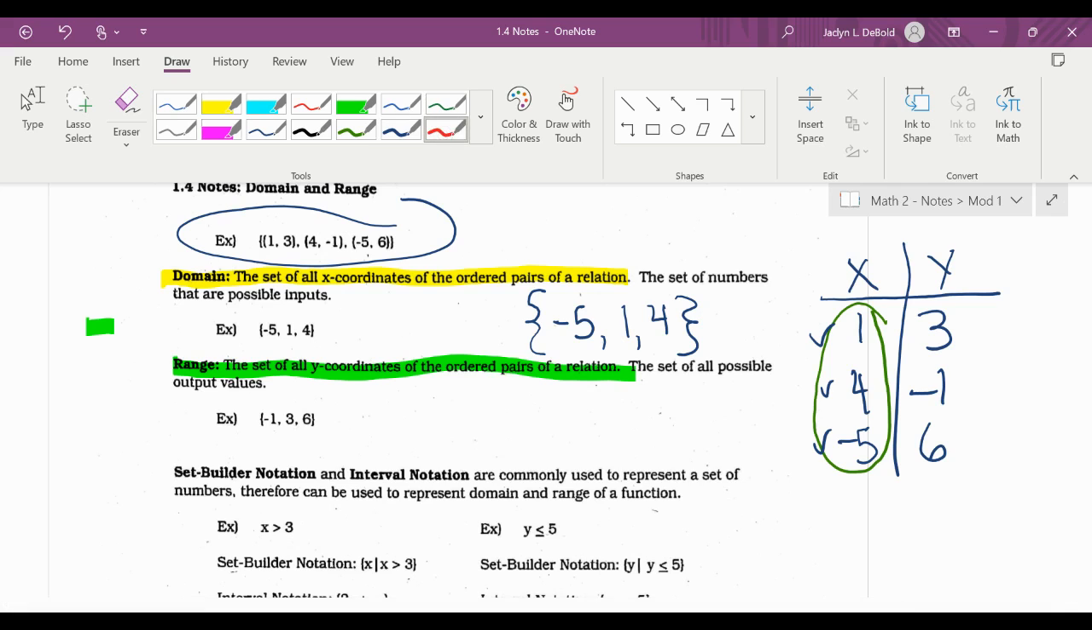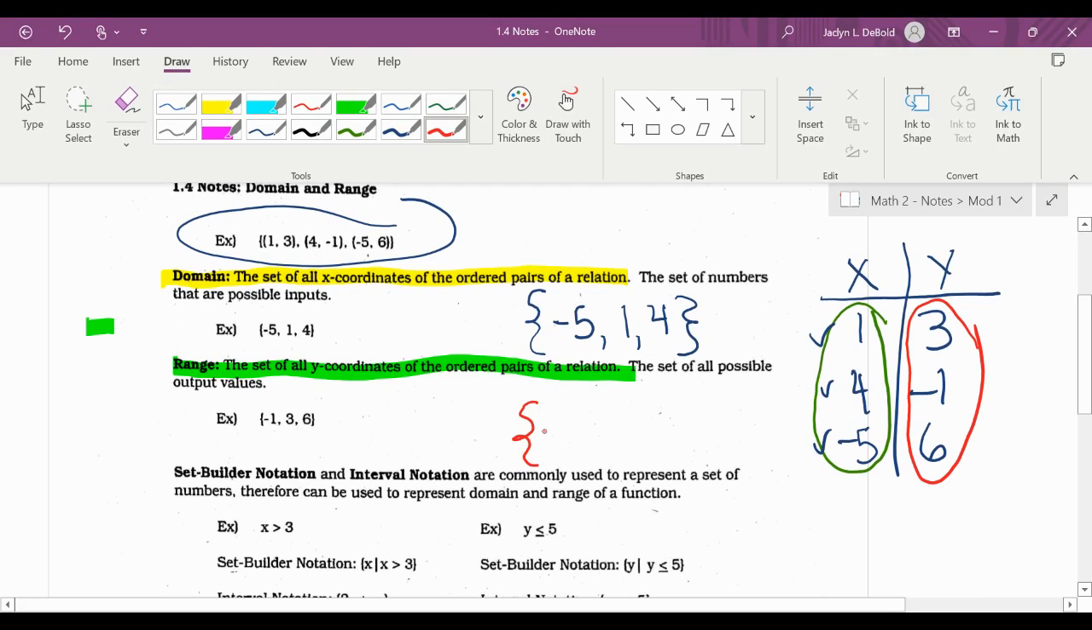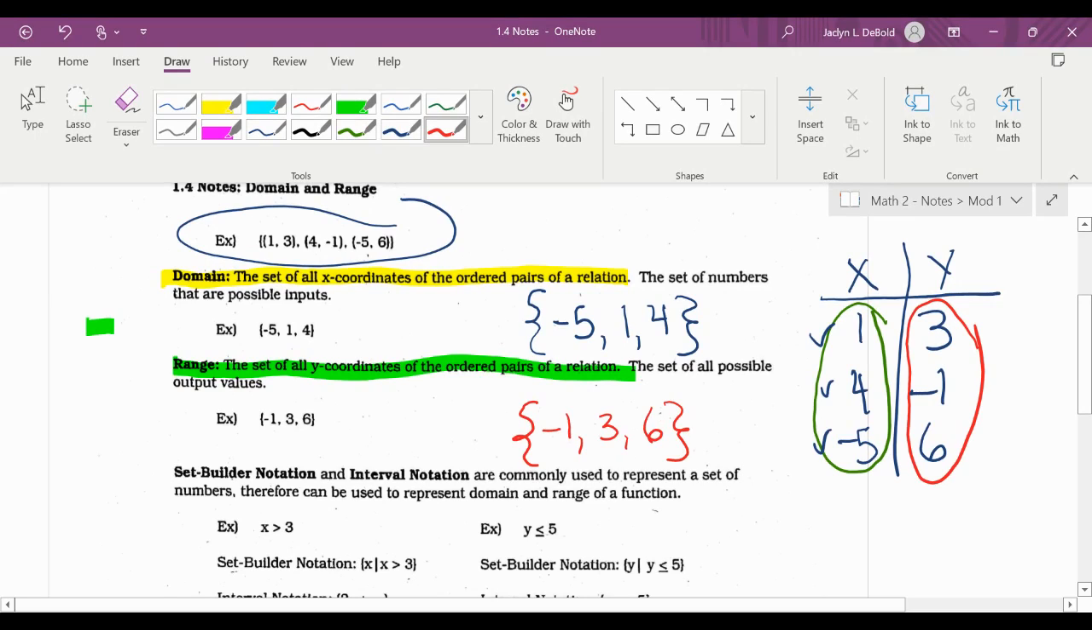For the range, we're going to do the same thing. I'm going to look at my y values. I can list these all out. I'm going to use a curly bracket again because I can list them. My lowest number is -1. We then have 3, and we then have 6. So that's my range for those given set of points.